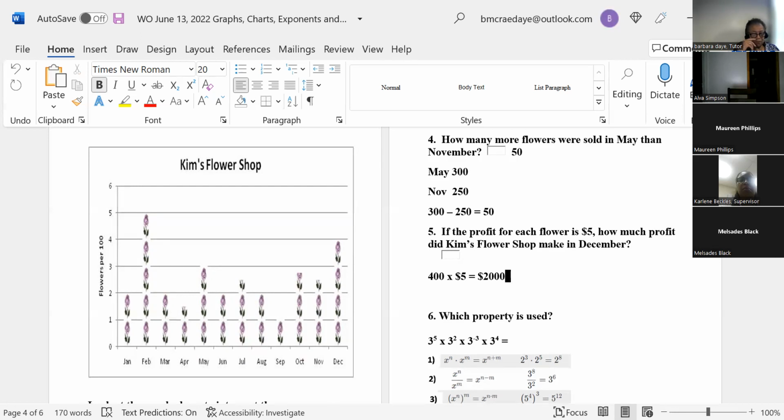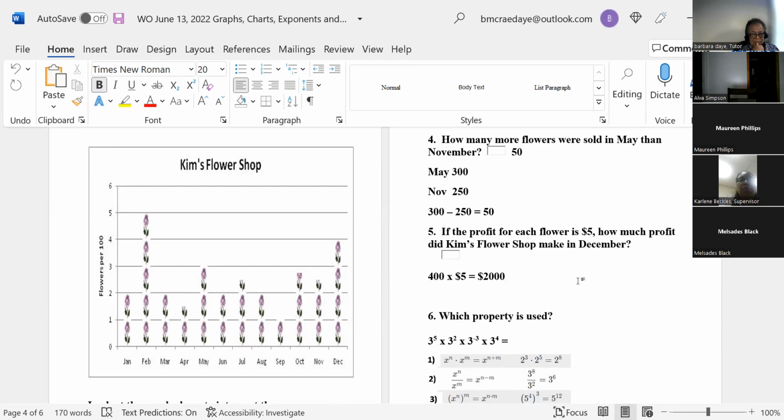Okay, so if you made $5 on each flower, how would you find the total profit? If you make $5 on each, you gotta multiply. That's right, which is what we did, right? $5 times 400 flowers gives you $2,000. Did I answer your question, Mercedes?